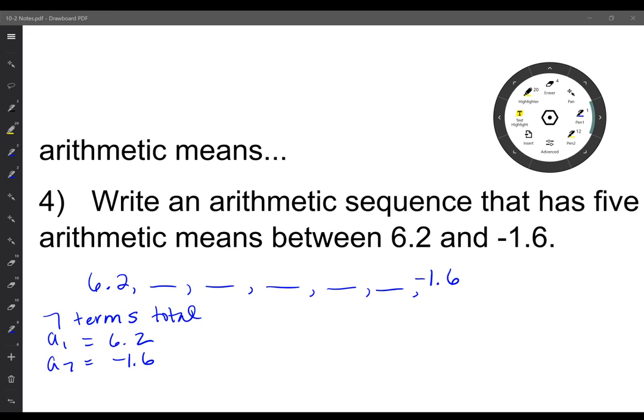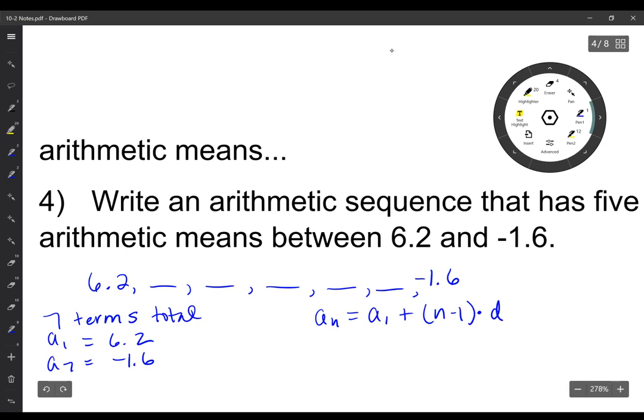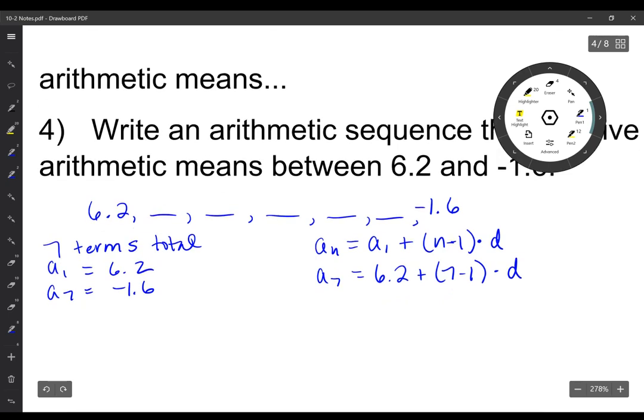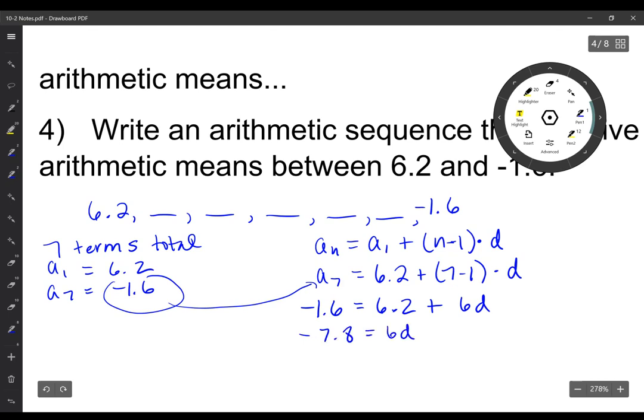So we're going to start out with that same formula for the nth term, or that rule for the nth term that we keep using. And let's see, we know A7, we know our first term, our n is 7, and d is what we're looking for. And then just like before, my 7th term, I can actually substitute because my 7th term is negative 1.6. And then 7 minus 1 would be 6d. And now I'm going to subtract on both sides and then divide. And so negative 1.3 is equal to d.